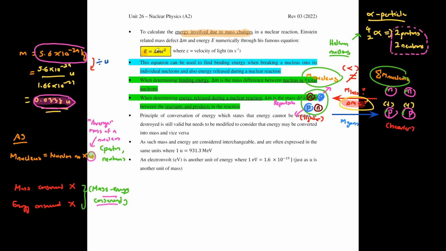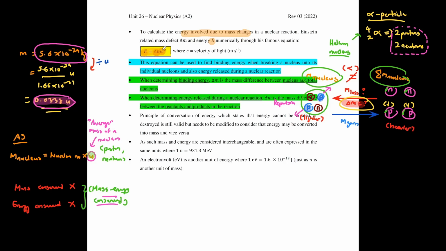That one is E equals Δmc², where E is the energy that you got from the mass, Δm is the mass change that your reaction has experienced, and c is the speed of light, squared. Okay, c is the speed of light, but after that you need to square it. So in general, this equation E equals Δmc².